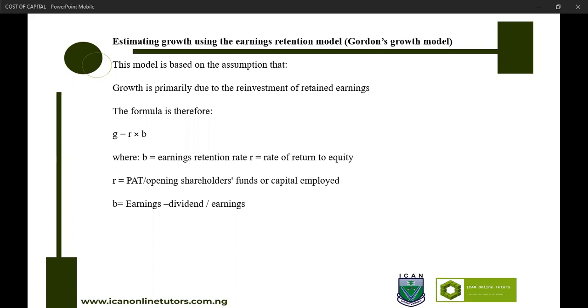Your earnings retention, which is your B, will be calculated as follows. This represents your earnings minus dividend, and the dividend that you are deducting will be your current dividend divided by earnings. You get your B. So having determined your R and B, these two will now be multiplied for us to determine the growth rate in dividend.